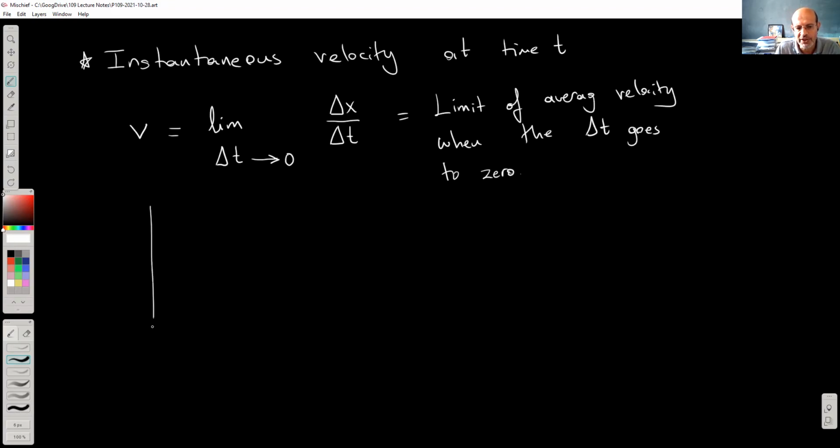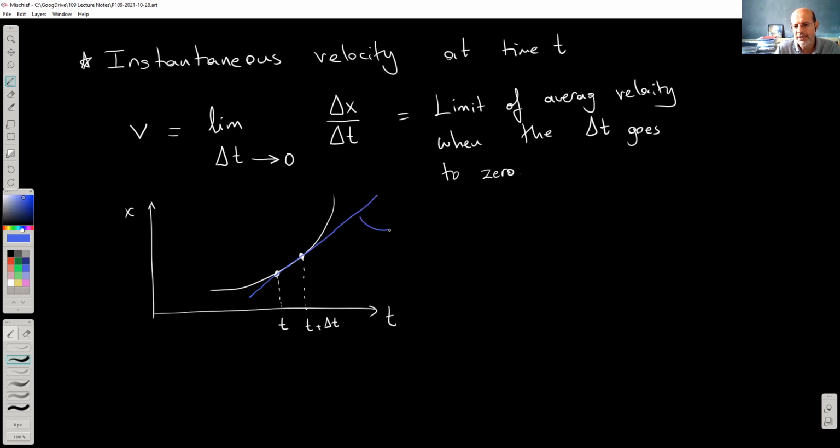So on the position versus time graph, it looks like this. So that's position versus time. Let me draw the graph like that, right? So what we do is we have a certain time, t, now, and then we choose some delta t in here. As a result, we look at the time t plus delta t. So we get another point in here, and then we draw the line that passes through these 2 points. So the slope is still the average velocity. It's delta x over delta t.